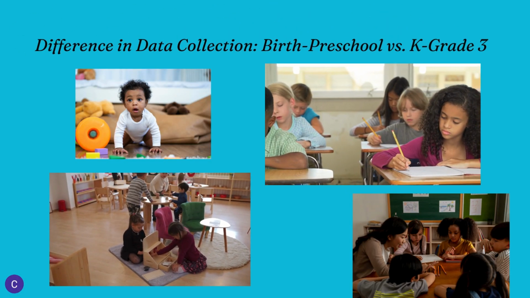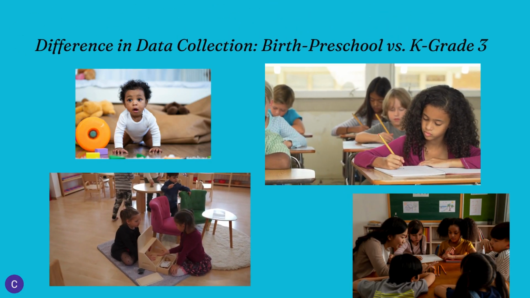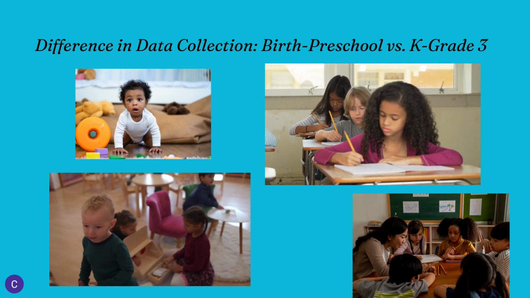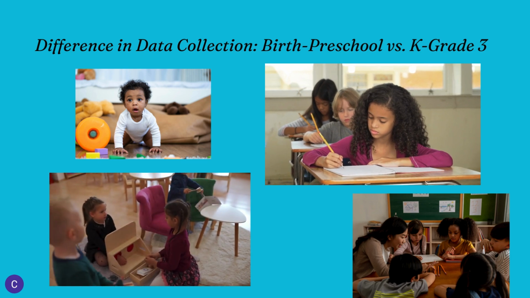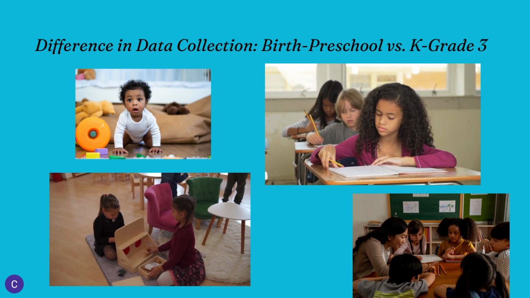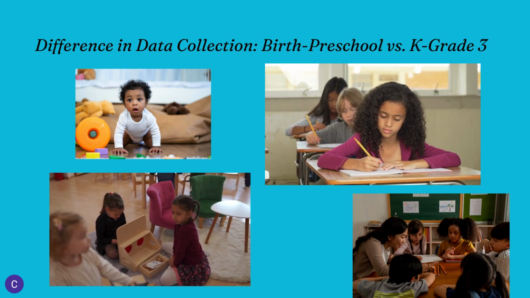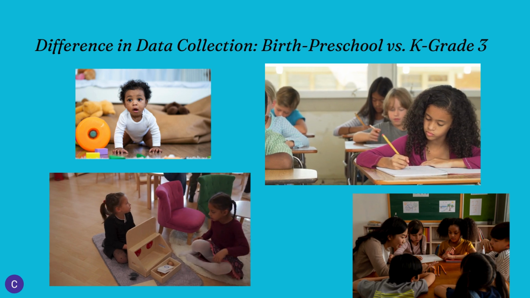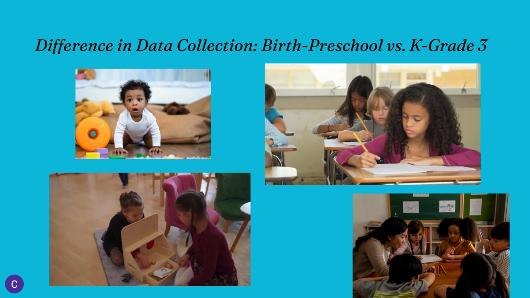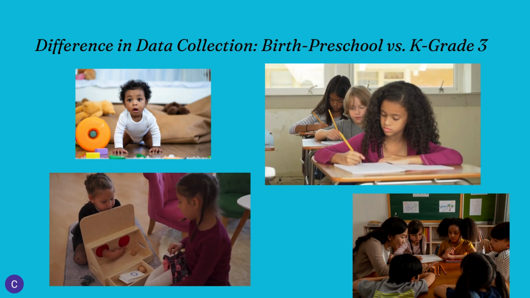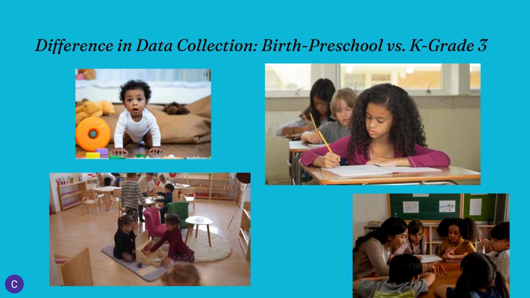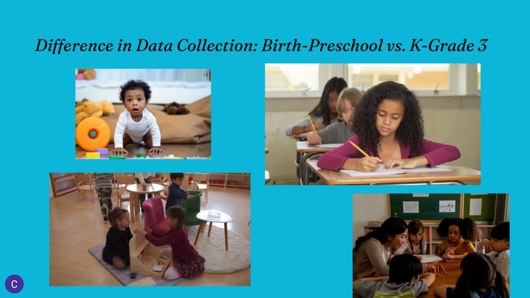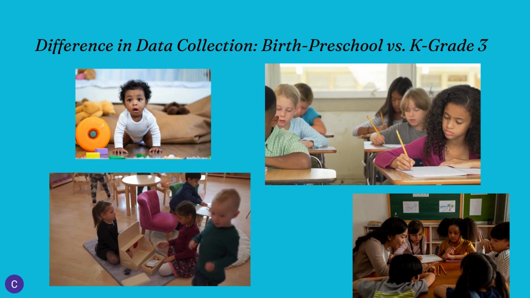Data collection methods evolve as children grow. Play-based observations and parental reports are key tools for children from birth to preschool to assess developmental milestones, including social, emotional, and cognitive growth. As children enter kindergarten through grade 3, data collection becomes more formalized, using assessments like standardized tests, behavior charts, and teacher reports to track academic and behavioral progress. These methods provide a more structured approach to monitoring behavior, ensuring interventions are tailored to each child's needs.